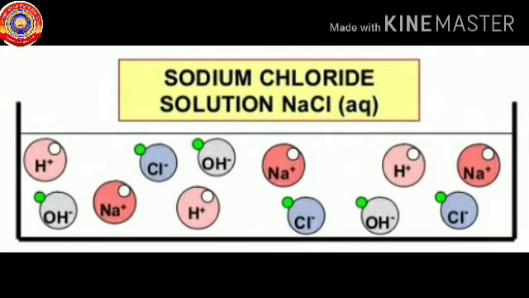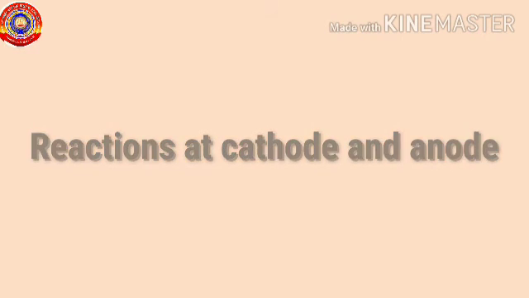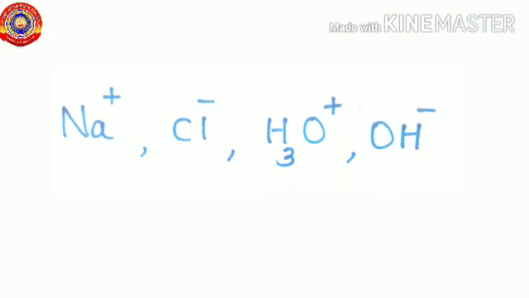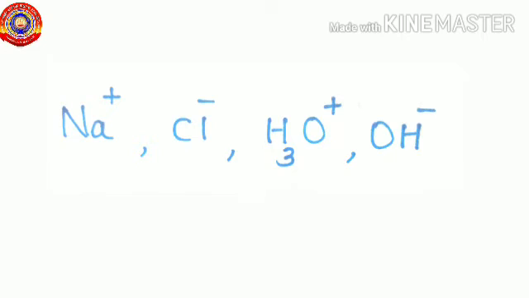So, how do we decide which particular ion will be discharged? Let us examine the reactions taking place at the cathode and anode. Among these, which are the ions attracted to the negative electrode? You know the negative electrode is the cathode. That is, cations migrate towards the cathode, right? So Na+ and H3O+ ions are attracted to the cathode.